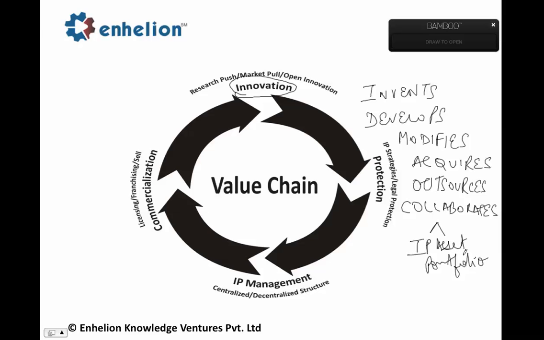In our view, the IP innovation stage, that is the first stage, is practiced in three different ways. The first is the technology push, research push approach. The second is the market pull approach. And third is the open innovation approach.